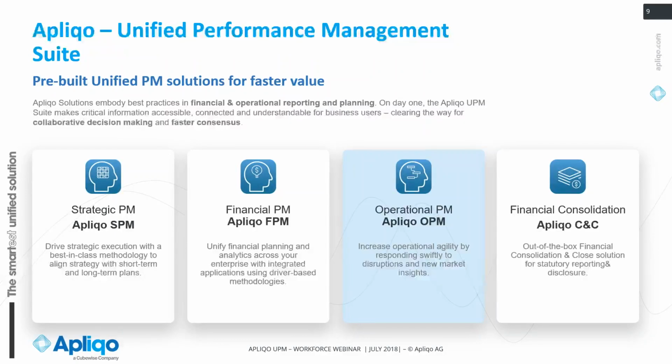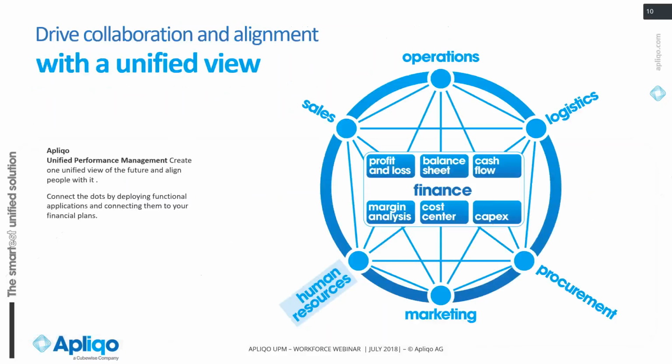And as you see in the Apliqo UPM suite, there are sub-products underneath: the strategic performance management, the financial performance management, which is the financial core model, the P&L, the balance sheet, and the cash flow statement, the operational performance management, where the workforce model sits in, and then last but not least as well, a proper financial consolidation and close solution, which is part of the whole Apliqo UPM performance management suite. Today we will cover and focus on the workforce model.